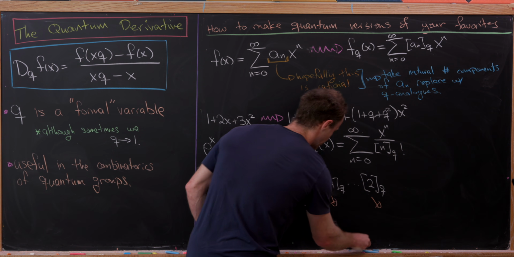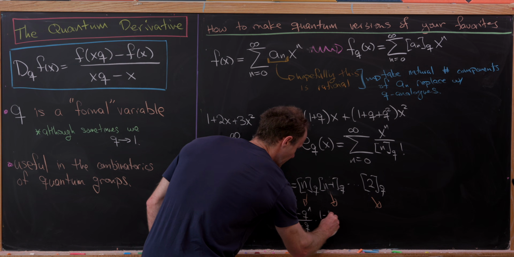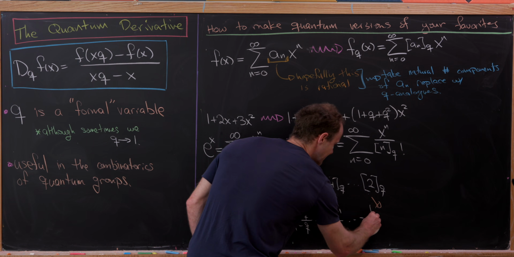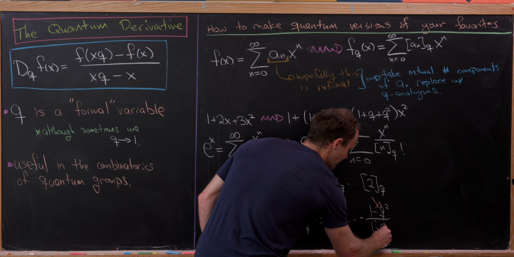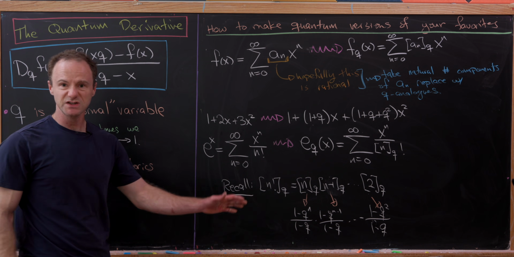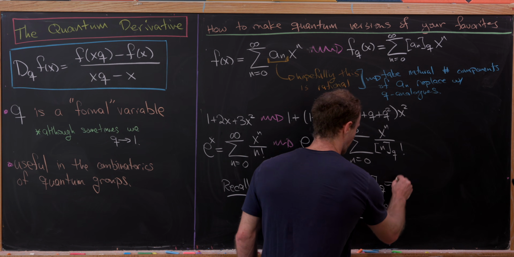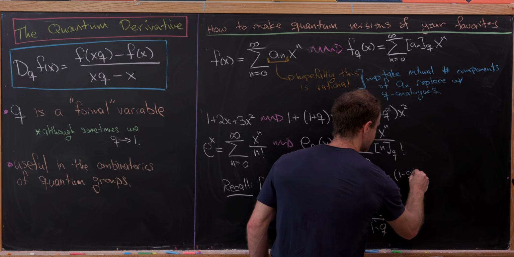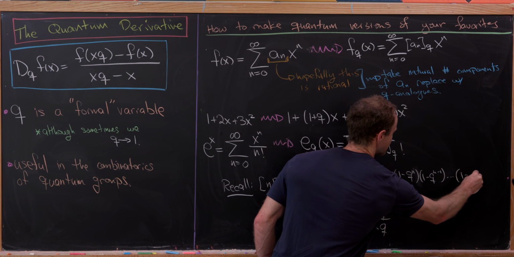So we could replace all of these. This will be 1 minus q to the n over 1 minus q. This will be 1 minus q to the n minus 1 over 1 minus q. All the way down, this will be 1 minus q squared over 1 minus q. So we can actually mash all of that together and we'll end up with the following product. So it'll be this descending product, 1 minus q to the n times 1 minus q to the n minus 1, all the way down to 1 minus q.